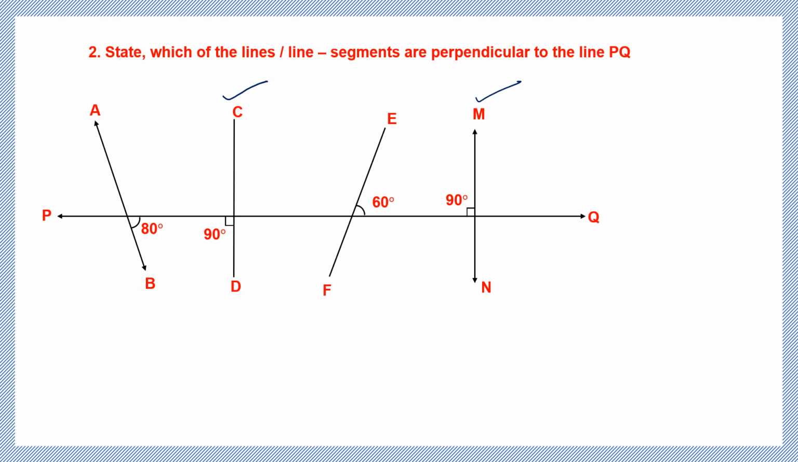So what are the two lines or line segments that are perpendicular? CD and MN are perpendicular to the long line PQ because they are cutting that line at 90 degrees. Can you see both are cutting at 90 degrees? So the answer is CD and MN are perpendicular to line PQ.